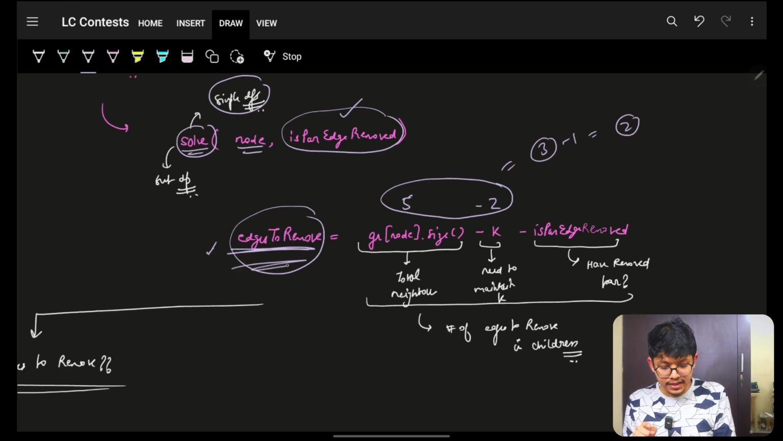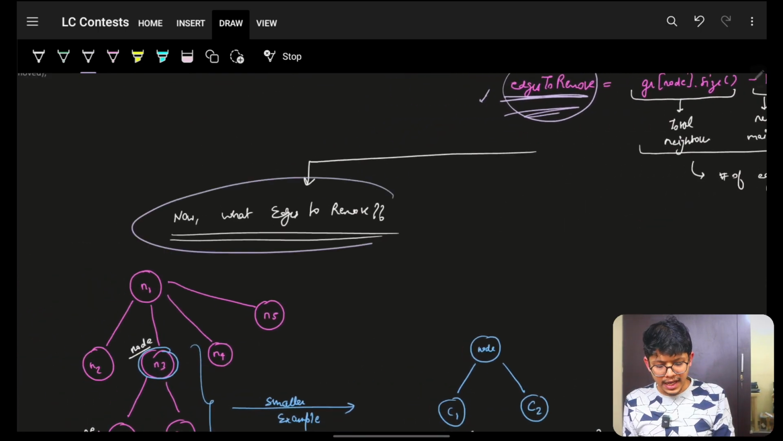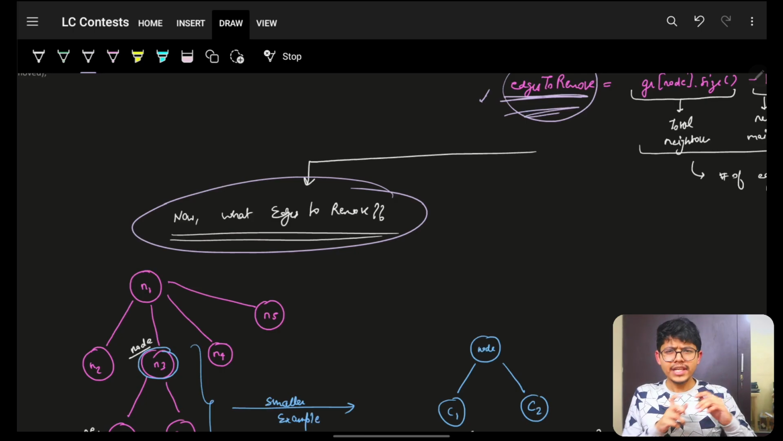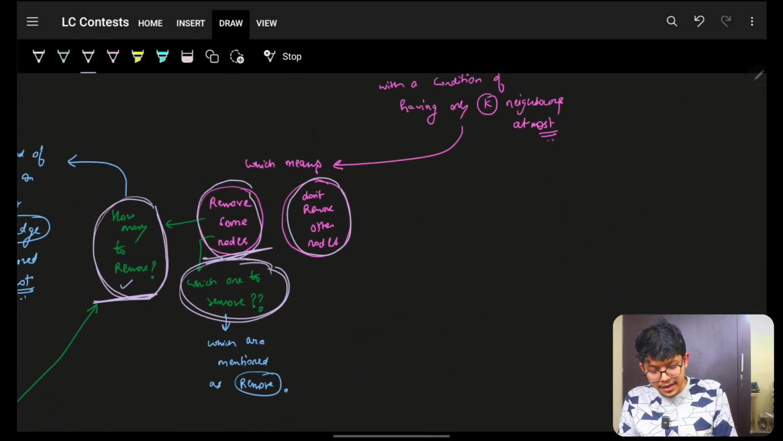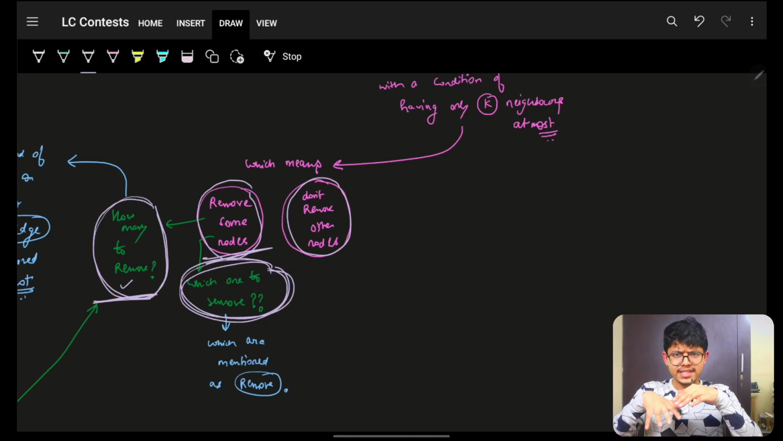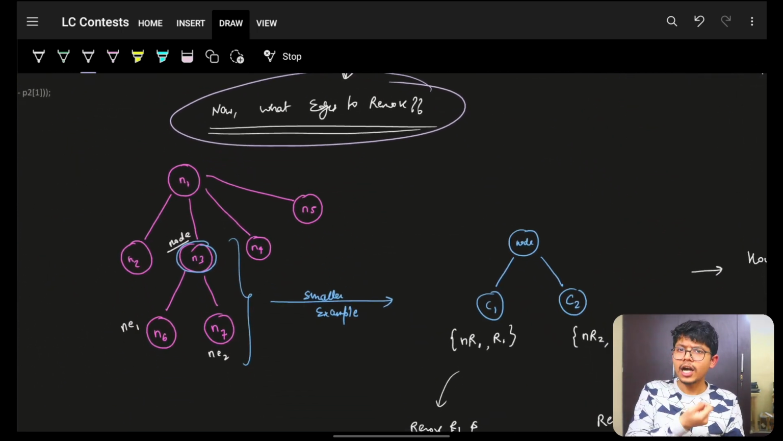And again, these are edges to remove from your children, because you are able to only iterate on your children. Now you know how many edges to remove, but still the question which we left off is which of these neighbors to remove. That's a question still, right? Yeah, that's a question. Let's see how we will come up with it.